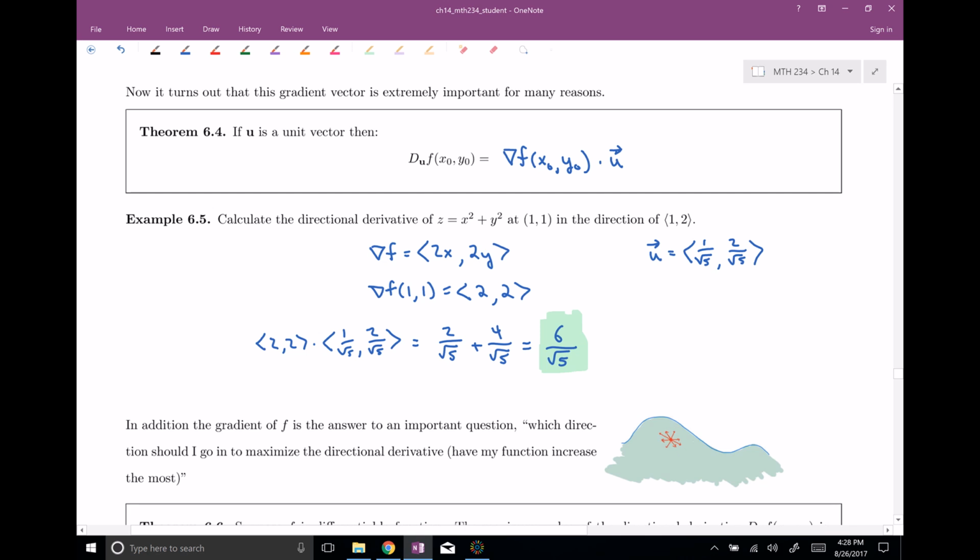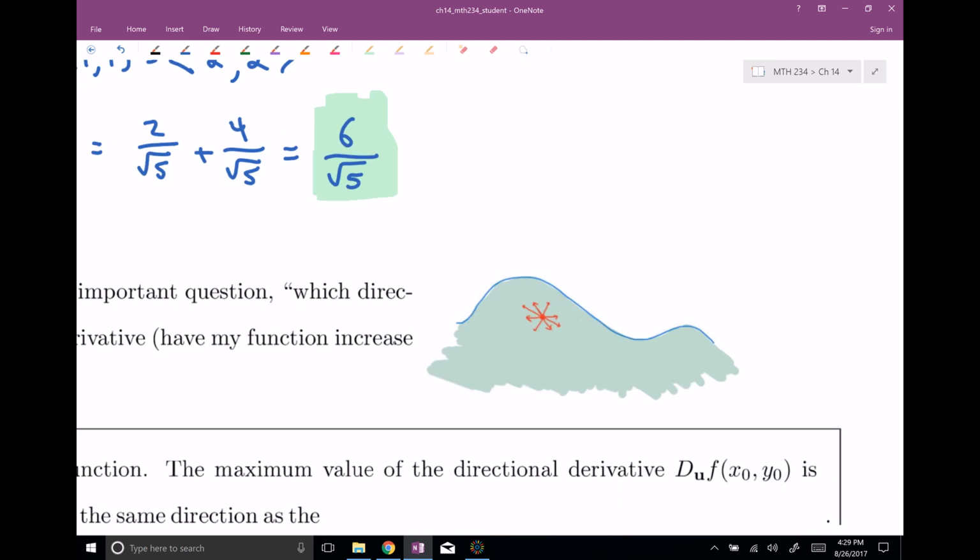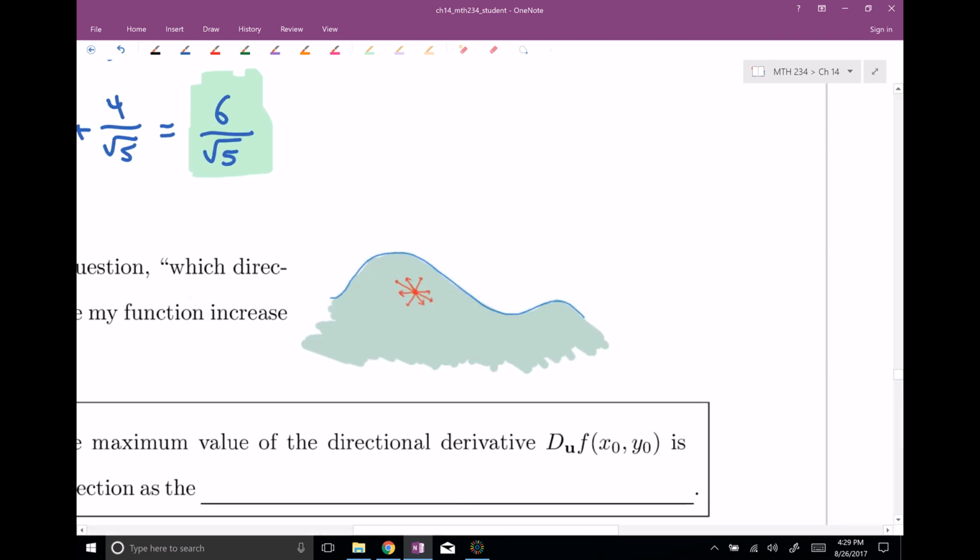And now it actually turns out that the gradient vector is good for more than just calculating directional derivatives. In addition, the gradient vector will answer an important question, which is, which direction should I go to maximize the directional derivative? That is, having my function increase the most. So for instance, imagine that I'm sitting here on this mountain, at this specific point, this x naught, y naught maybe.